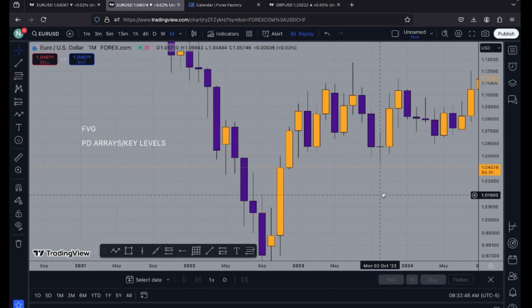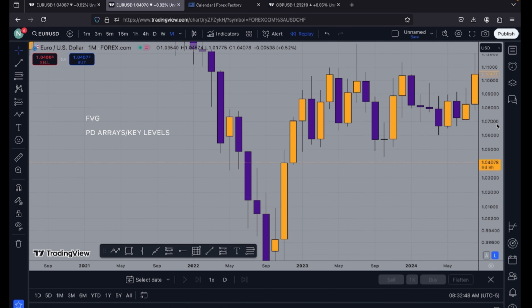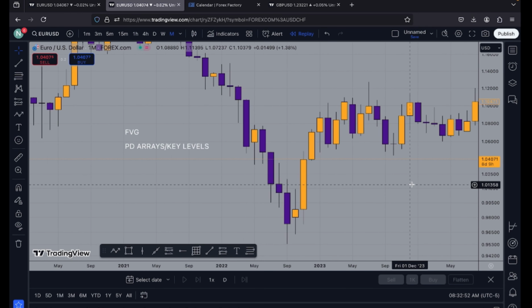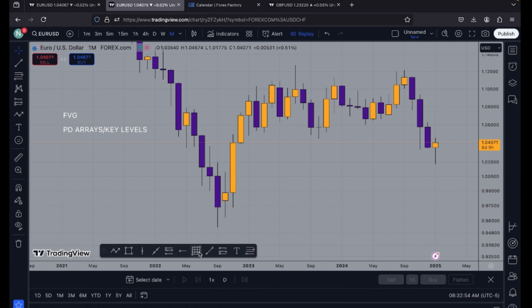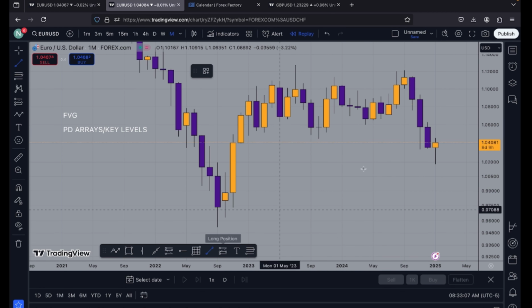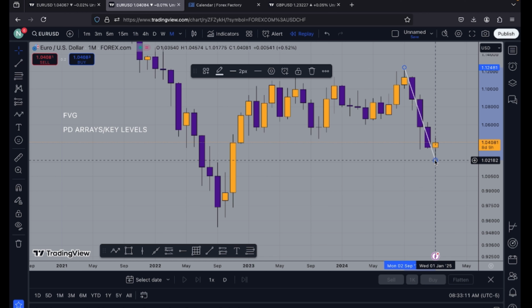Why? Just right here we had a bullish price action. Just look at this. From this very point, from this swing low up until this swing high, we had a bullish price action. While from this very point, we had a swing high going all the way down. This is a bearish price action. That is a bearish leg, and then we had a bullish leg.